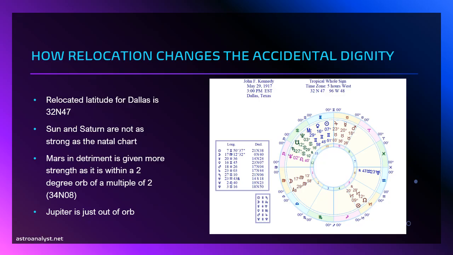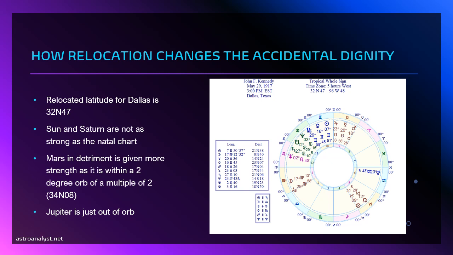But now let's see what happens when you change your location. And here I have the chart for John F. Kennedy relocated to Dallas, Texas. Then we'll look at the transits. But basically, I've relocated it to Dallas, Texas, because that's where he was assassinated. And we'll take a little deeper dive on this where we're looking.